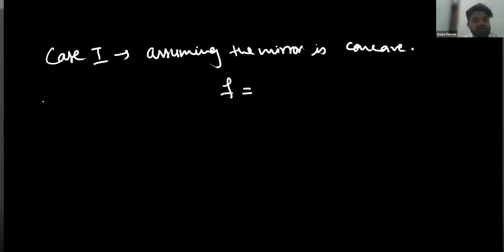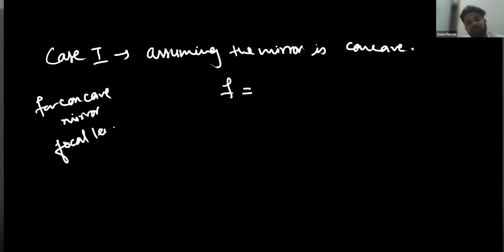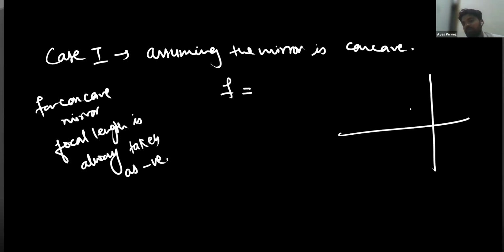For a concave mirror, focal length is always taken as negative. Why negative? Tell me why. Because this is the concave mirror, for example.